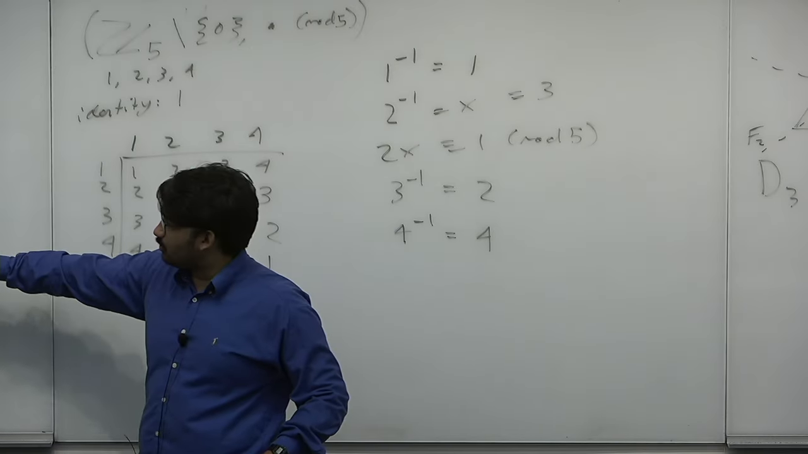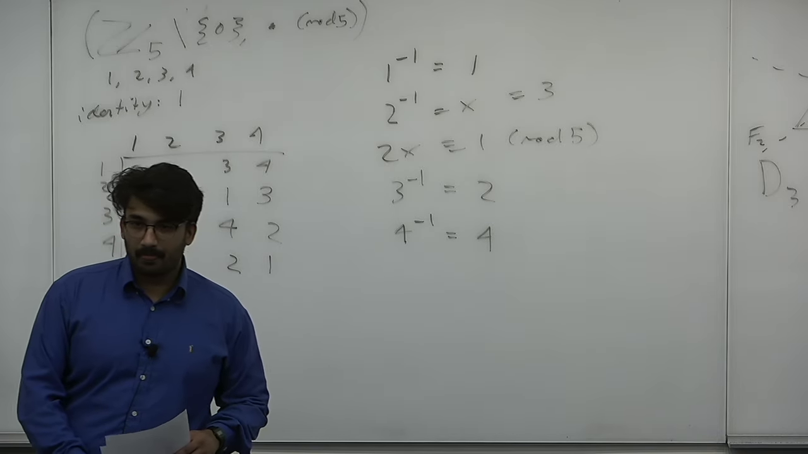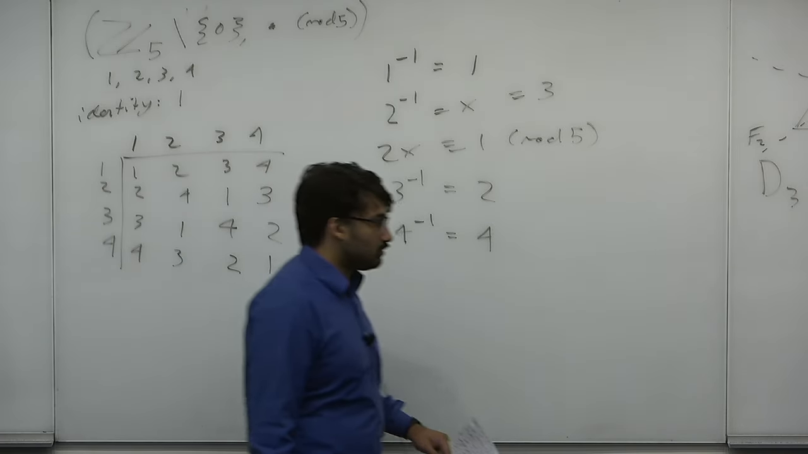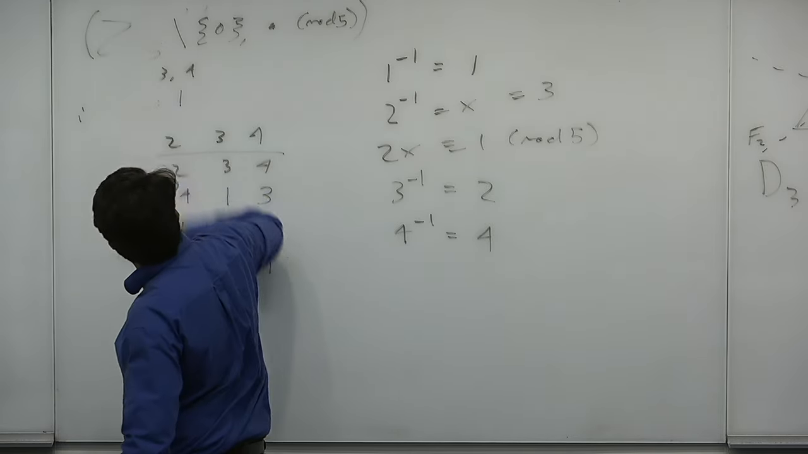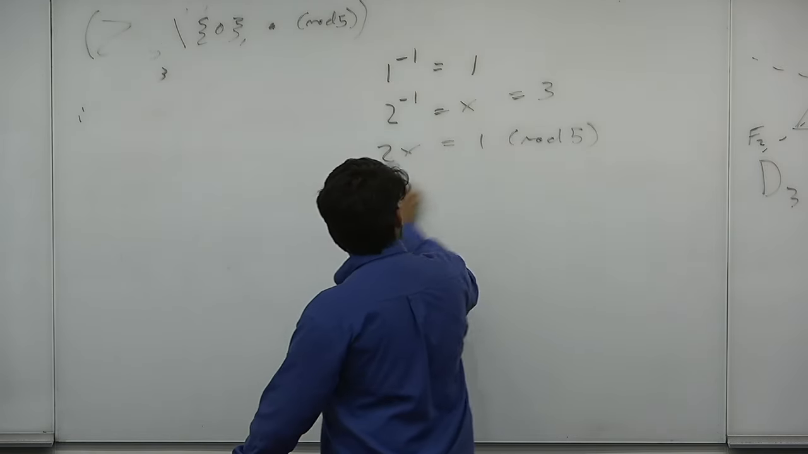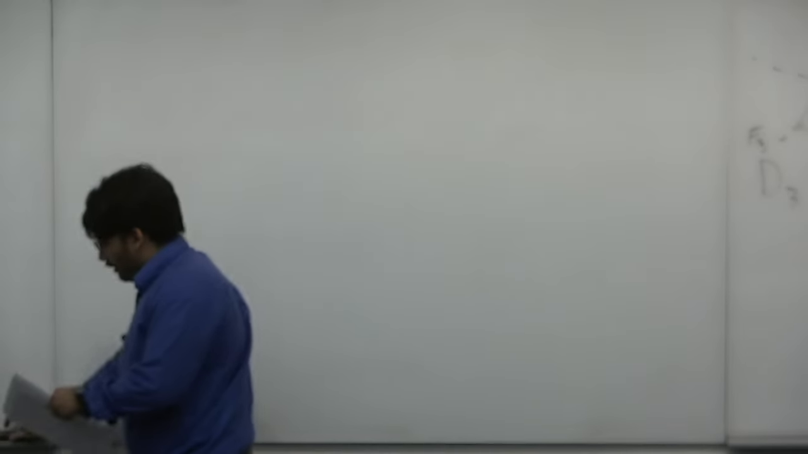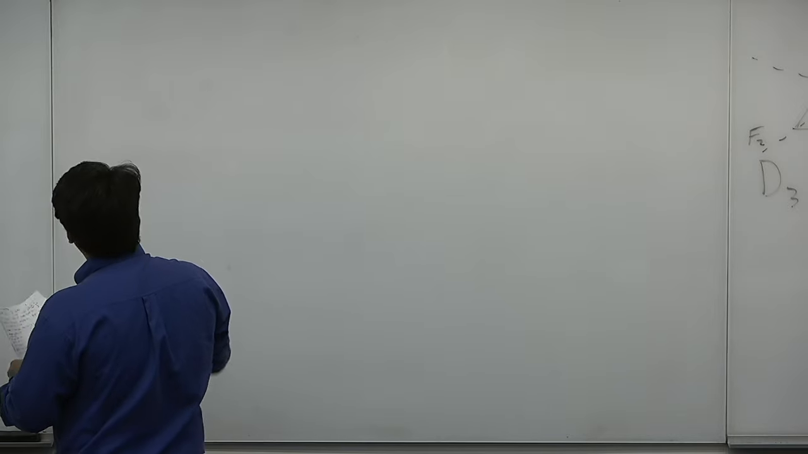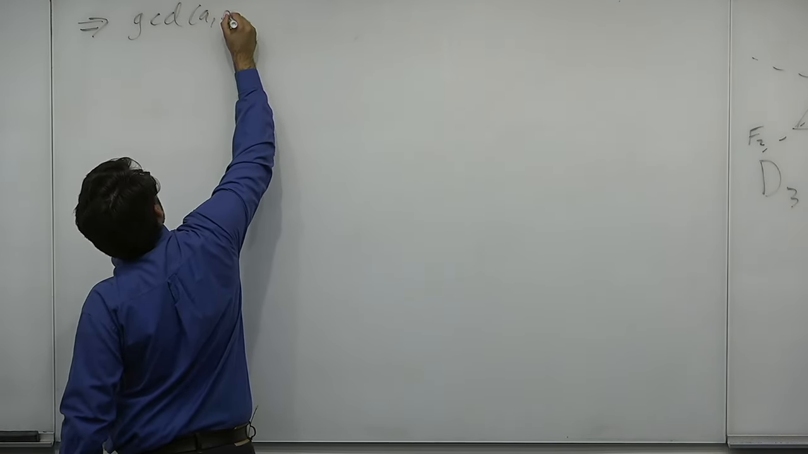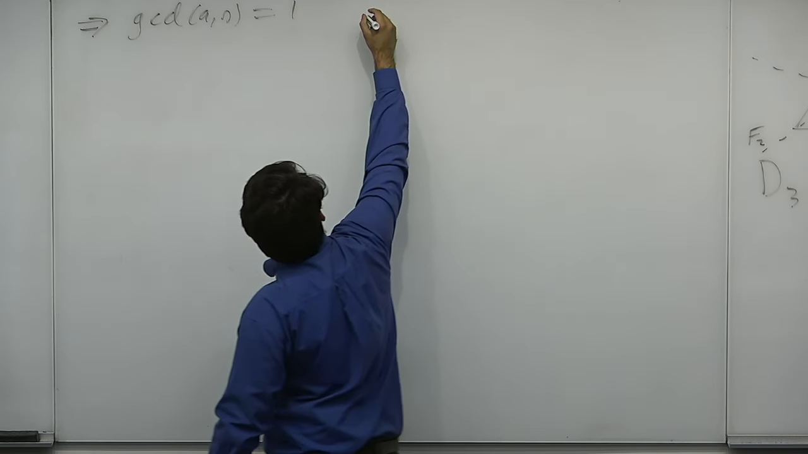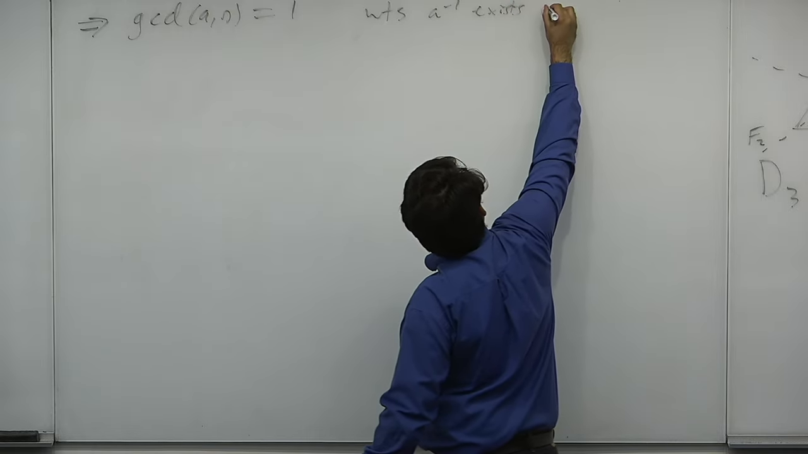Questions on the statement of this theorem we're going to prove now? We're going to prove the GCD of A and N is 1 if and only if the inverse exists. Questions? All right, let's do the forward way. So the GCD of A and N is equal to 1. We want to show that A inverse exists mod N.